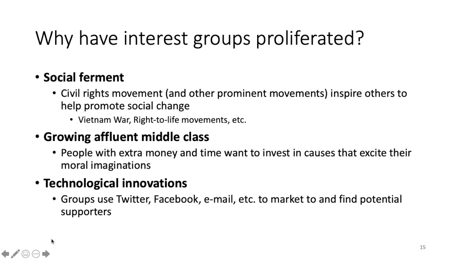We also see a growing affluent middle class. Now, I know that you hear that the middle class is disappearing, but there's still people out there with extra money and time, and they want to invest in something that excites their moral imaginations. And because so many people have some excess income that they can give, be it $5, $10, or $20, or even $100 a year, it encourages them to look for groups to give to.